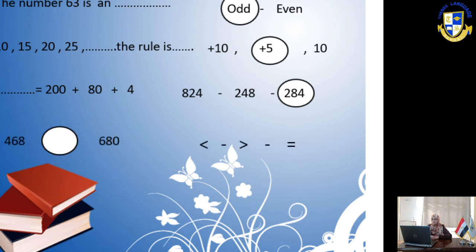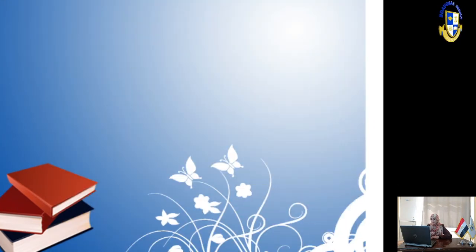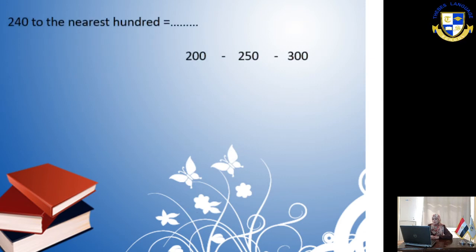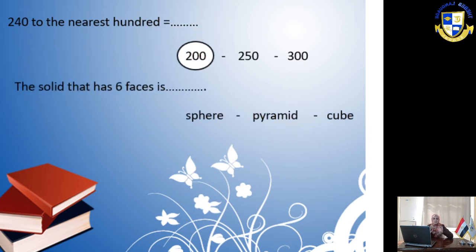Comparing two numbers, 680 and 468. Of course, 680 is greater than 468 and 468 is smaller than 680. 240 to the nearest 100. You have a number 240 to the nearest 100. It's 200. Excellent.